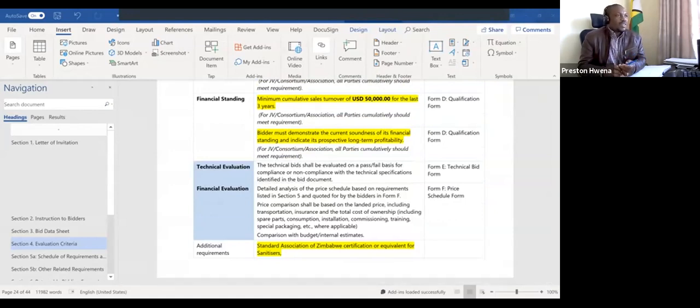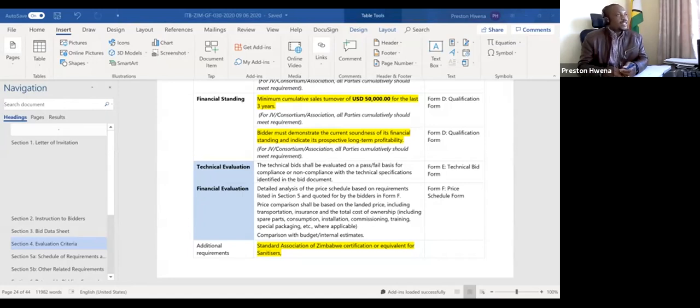Because, you know, when the COVID-19 was declared a pandemic, you find out nearly everyone started manufacturing sanitizers in their backyards. And sometimes the quality is compromised. So for us to safeguard ourselves and to make sure that aspects to do with quality assurance are always observed, we are saying in Zimbabwe, we have the Standard Association of Zimbabwe.